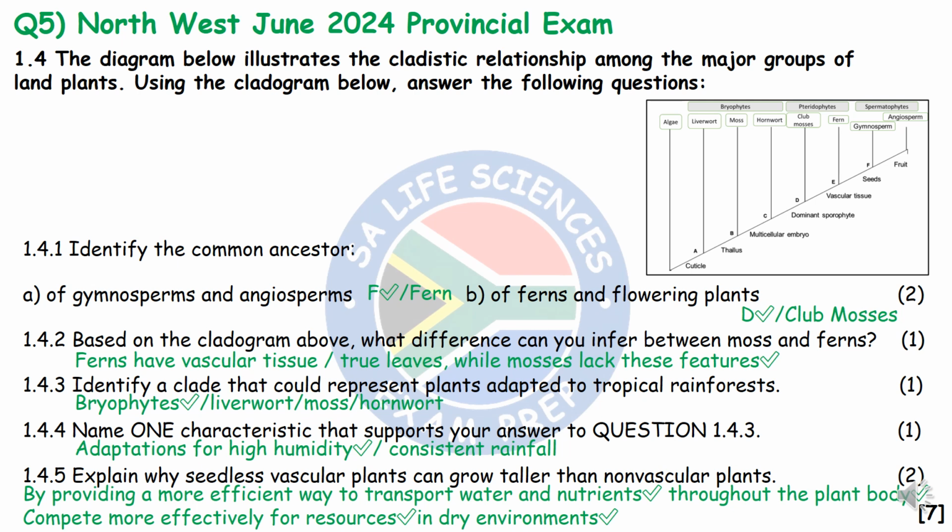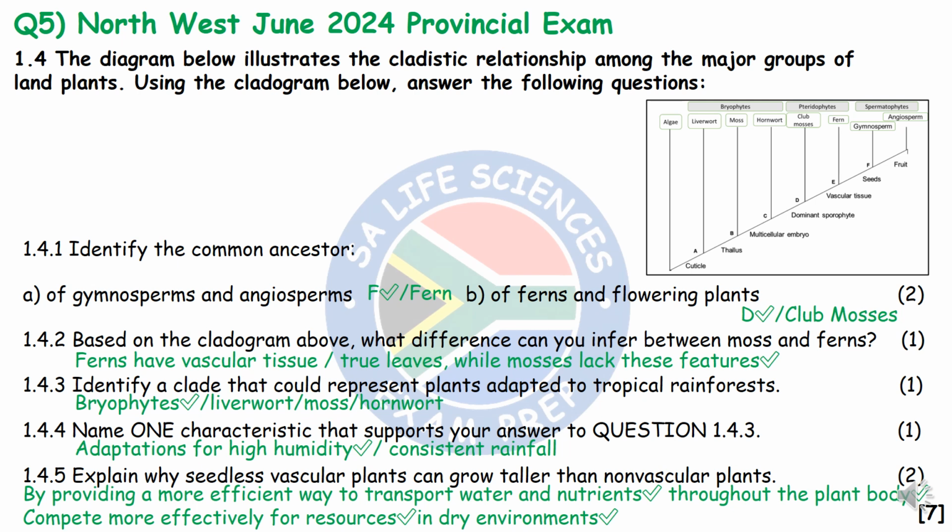Question 1.4.2 says, based on the cladogram above, what difference can you infer between mosses and ferns? So the biggest difference is that ferns, known as pteridophytes, have vascular tissue, such as xylem and phloem. They also have true leaves. However, the mosses do not have vascular tissue. They don't have true leaves, they don't have true roots, and they don't have true stems.